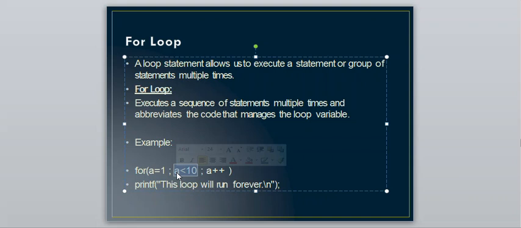This process goes on until the test expression is false. After incrementing so many times, a becomes 10, and then the condition is checked again: is 10 less than 10? No, it's false, so the compiler breaks the loop and comes out of the body of the loop.